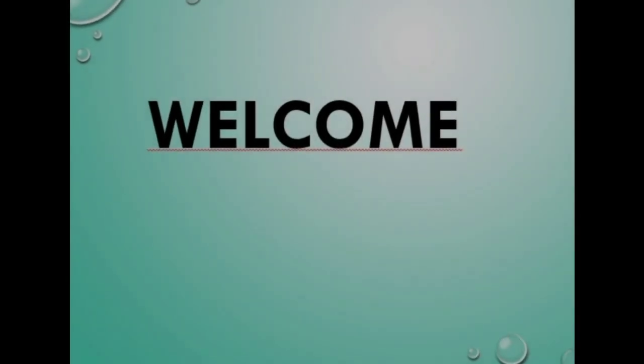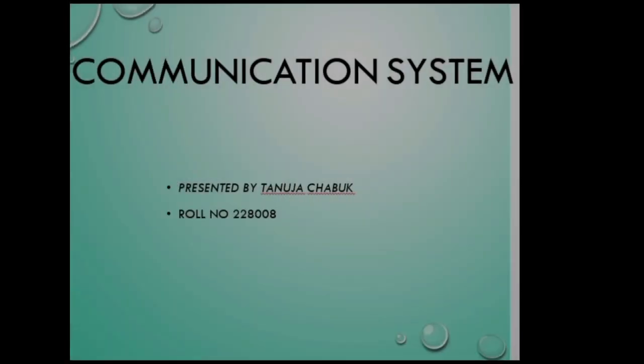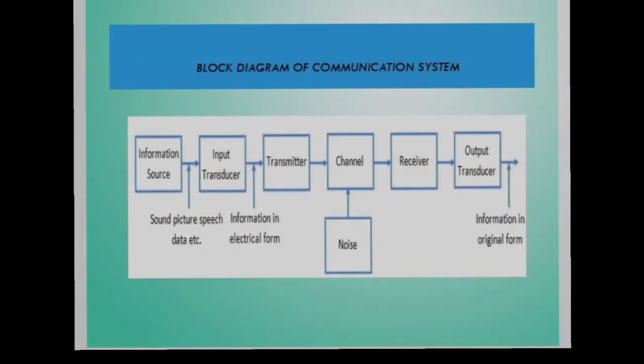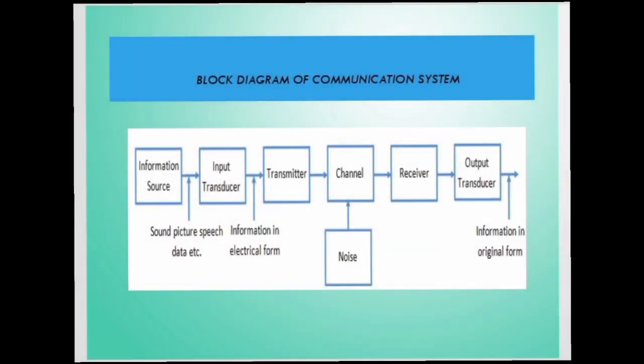My name is Tanuja Chabuk. Today we will talk about the communication system, the block diagram of a communication system. First is information source, second is transmitter, third channel, fourth receiver, fifth destination, sixth noise.